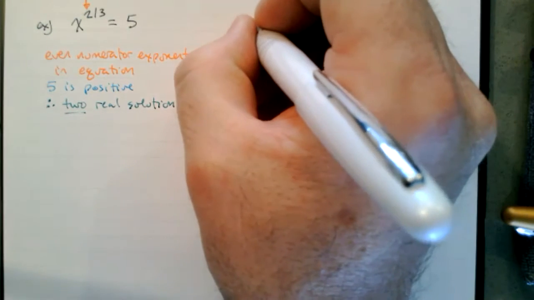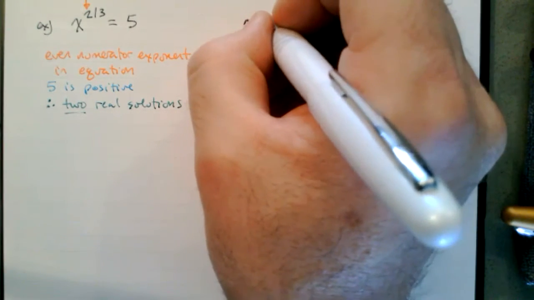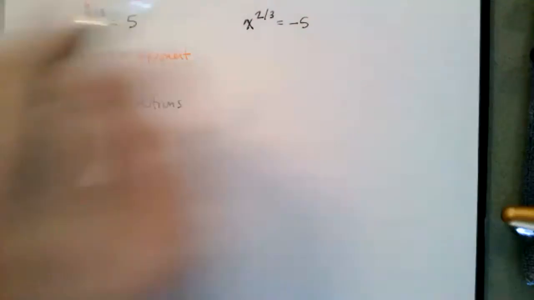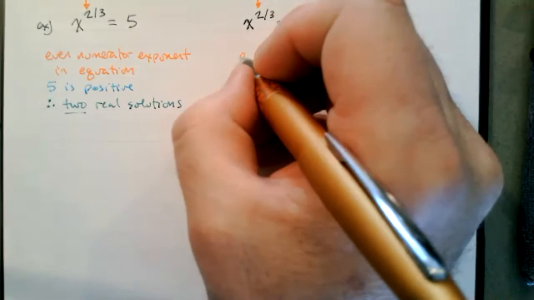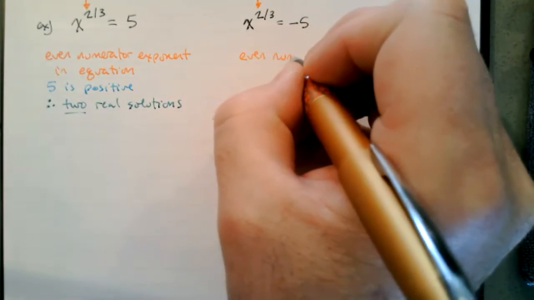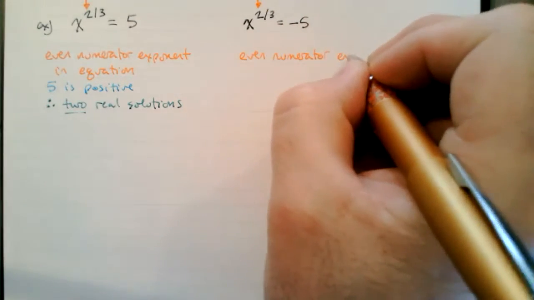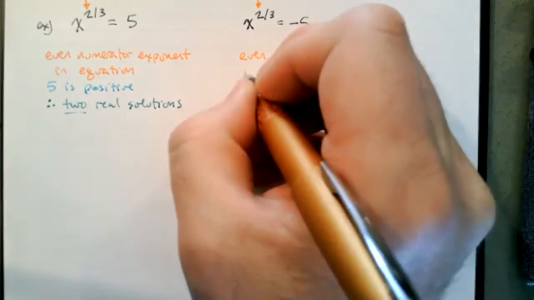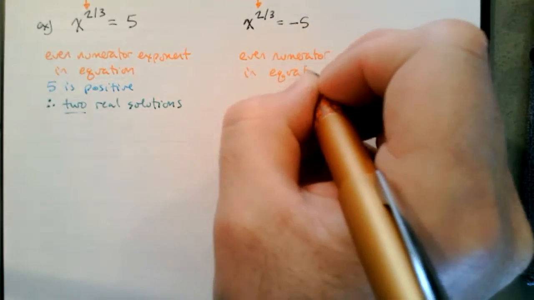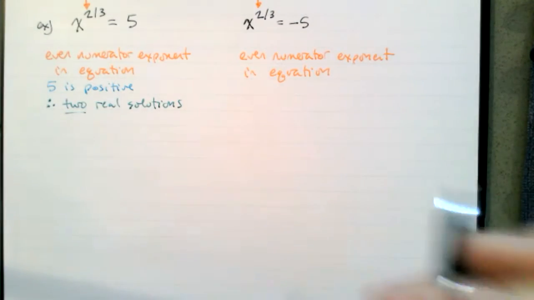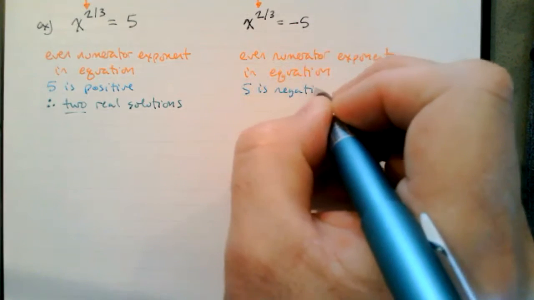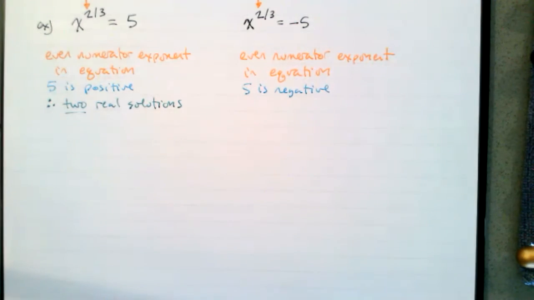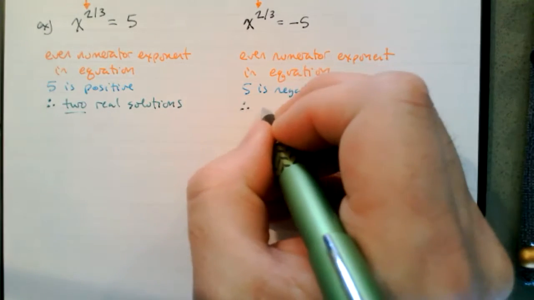If we break our equation down and it comes down to this, x to the 2/3 is equal to -5, once again, we key on this even exponent, or the even numerator, and we see an even numerator exponent in the equation. But we see that the 5 is negative. We can't raise something to an even numerator exponent and come up with a negative, so therefore we have no real solutions.